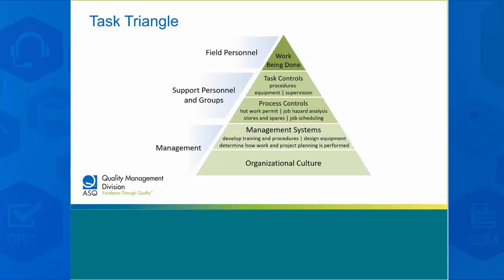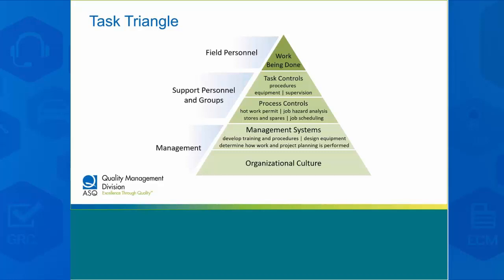These people help the field personnel by making task and process controls. Task controls include procedures, which help guide the work, equipment and supervision, which ensures work is being done to certain standards. Process controls ensure the task controls are properly implemented. These controls include things like hot work permits, job hazards analysis, stores and spares management, and job scheduling. These processes are managed by support personnel and groups.